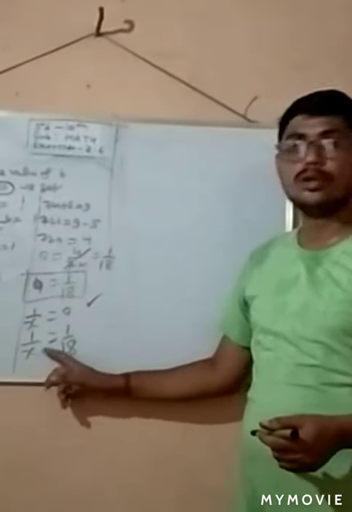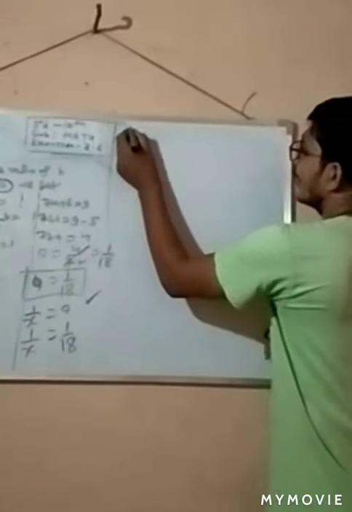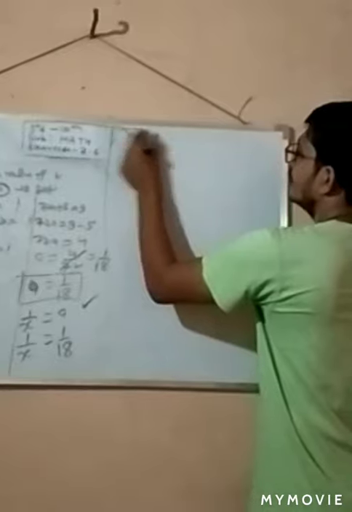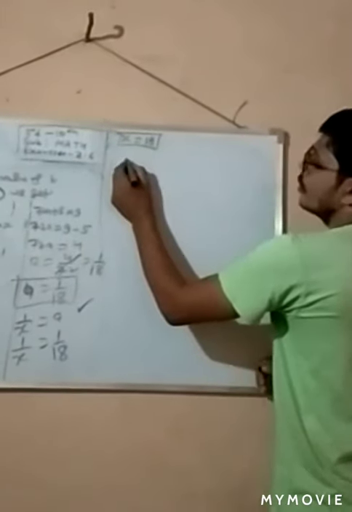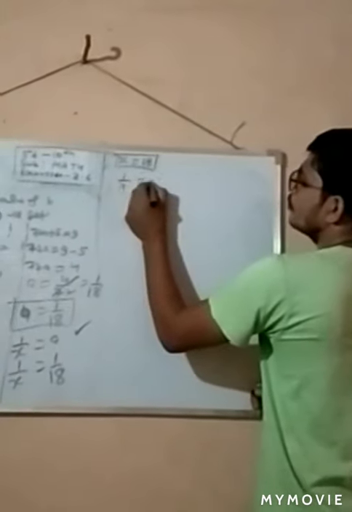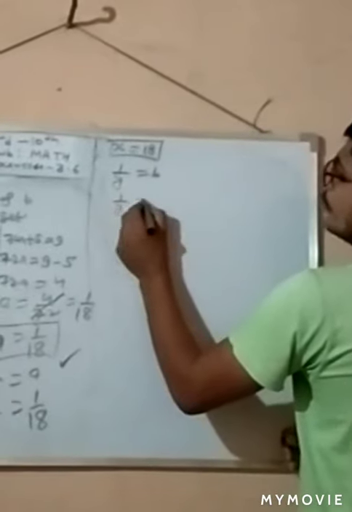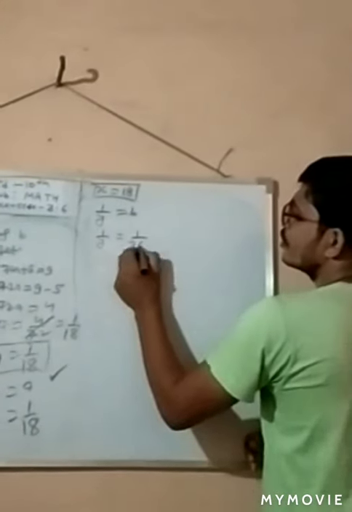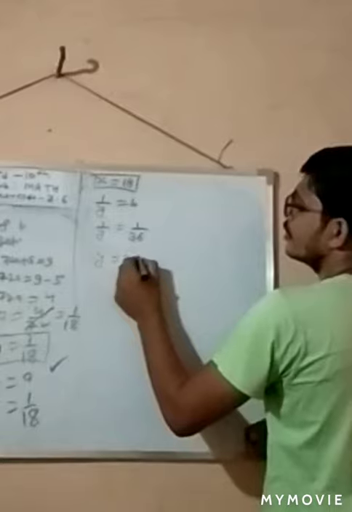Then 1 by x is equal to 1 by 18. Then x is equal to 18, and 1 by y is equal to b, and b's value is 1 by 36. Then y is equal to 36.